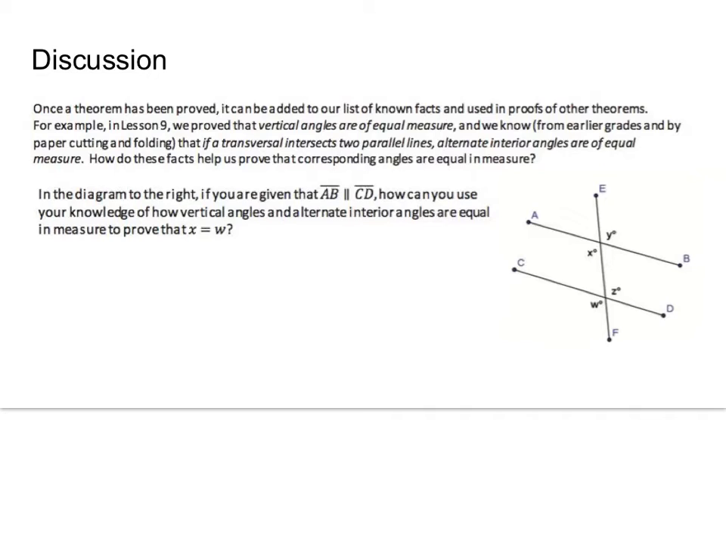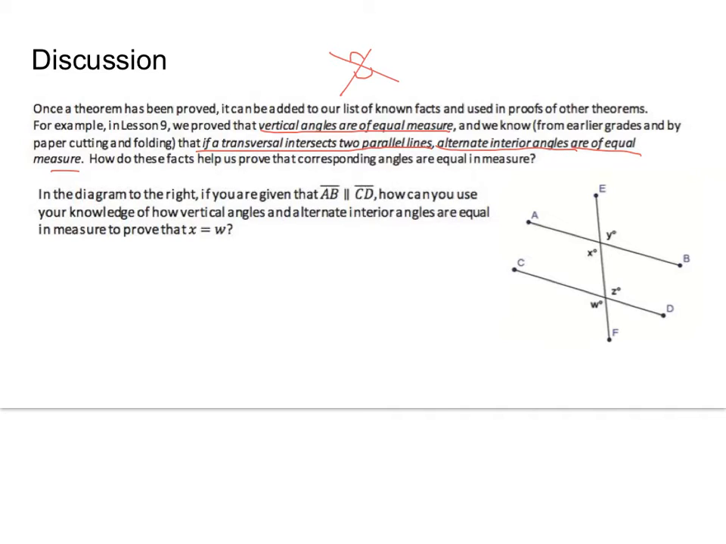All right. Once a theorem has been proved, it can be added to our list of known facts and used in proofs of other theorems. For example, 2 lessons ago, we proved that vertical angles are of equal measure. Remember, these are vertical angles. And we know from earlier grades and by paper cutting and folding that if a transversal intersects 2 parallel lines, the alternate interior angles are of equal measure. How do these facts help us prove that corresponding angles are equal in measure? So in the diagram to the right, we're going to work on this.